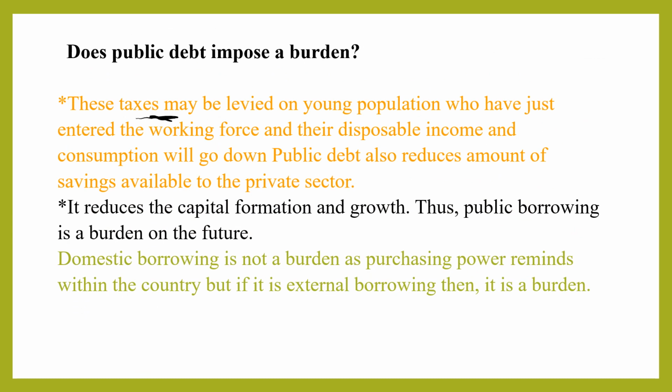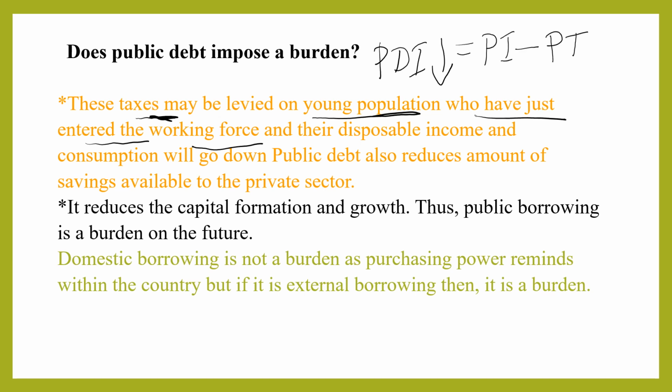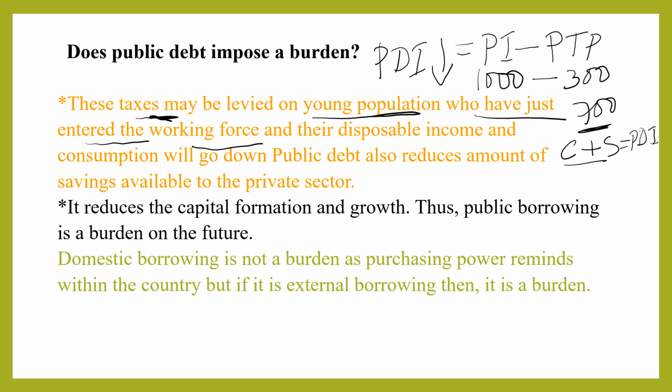So when the government imposes tax on the young population who have just entered the workforce, their personal disposable income is going to decrease. What is personal disposable income? Personal income minus personal tax payment. When tax is more, for example, if personal income is 1000 and a high tax of 300 rupees is imposed, then only 700 is available for a person to consume as well as to save. So personal disposable income can be written like this: consumption plus savings. If personal tax is only 100 rupees, how much is there? 900 disposable income is there, out of which you can increase the consumption as well as savings. So that is what they are trying to tell.